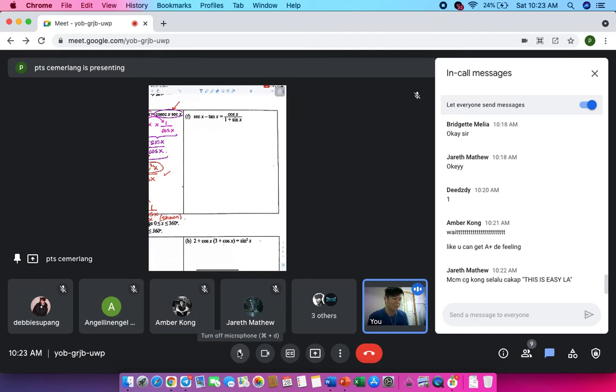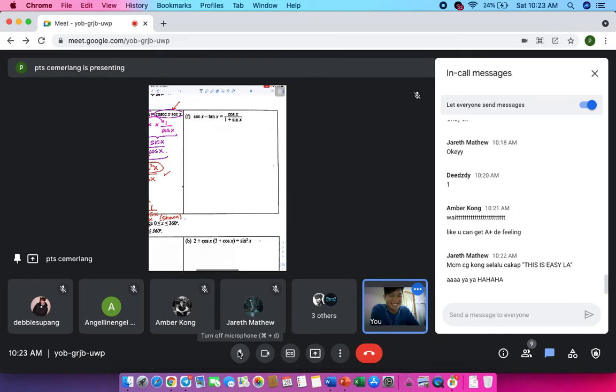Cikgu Kong selalu cakap, ini senang punya, apa tidak boleh. And then my student last time tell me, dia cakap dia tak berani tanya soalan dengan Cikgu Kong. Betul ke, Jaref? Nanti Cikgu Kong marah-marah. Betul lah. Tak berani mereka tanya dengan Cikgu Kong.